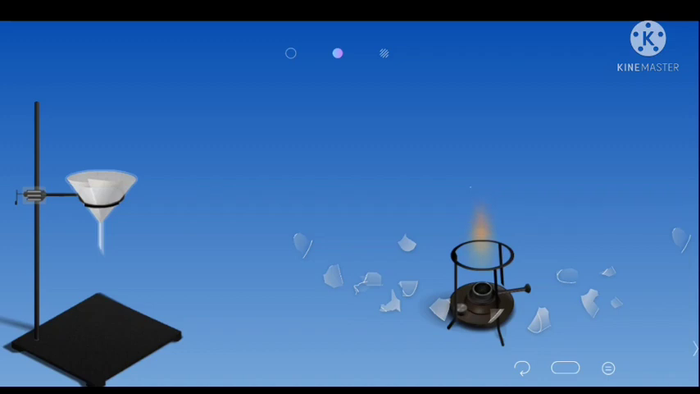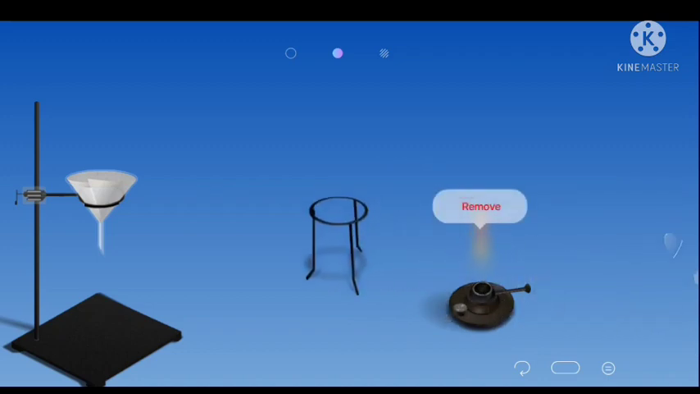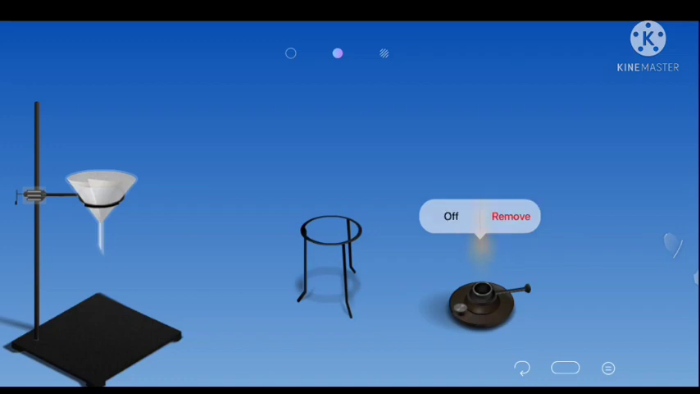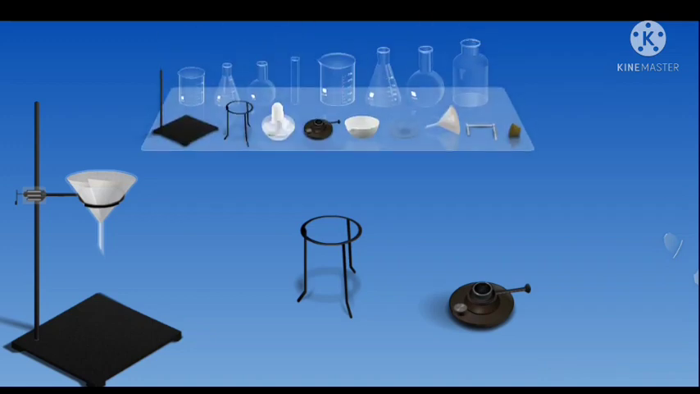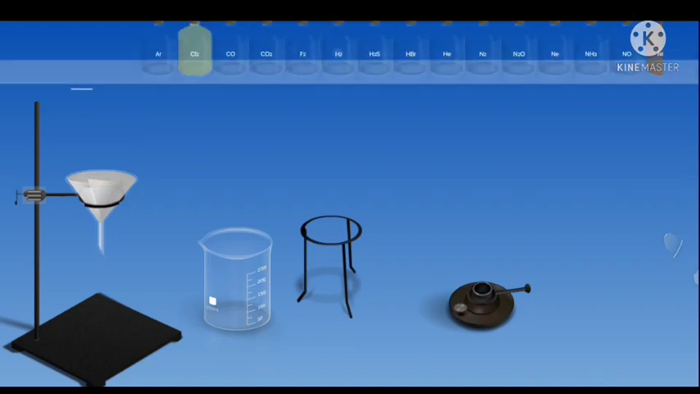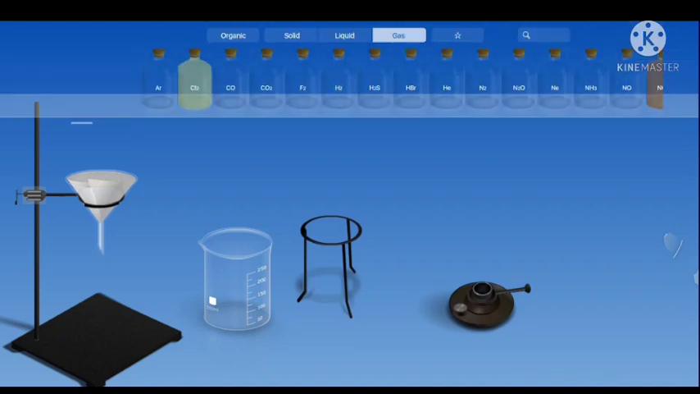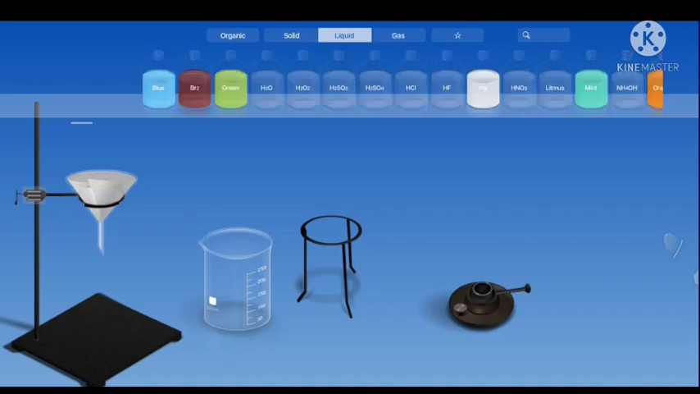So we cannot use it like this. Before putting the beaker, we must take some water in beaker. So I can take beaker like this, and I am going to take water in it. This is called water. What is the formula of water? H2O.